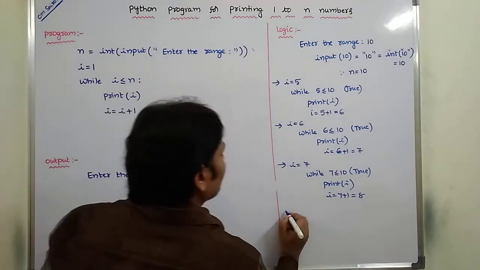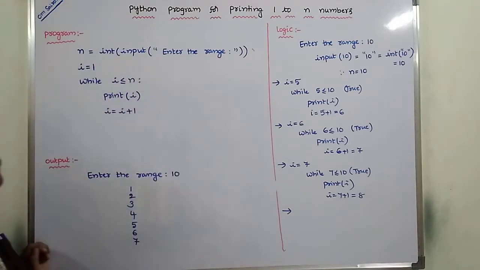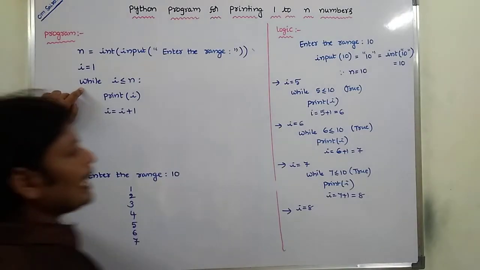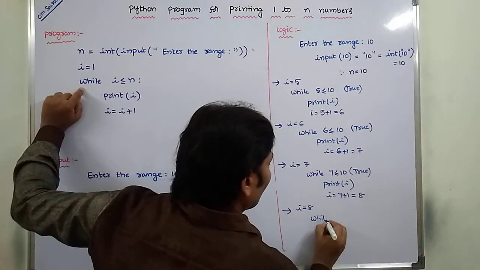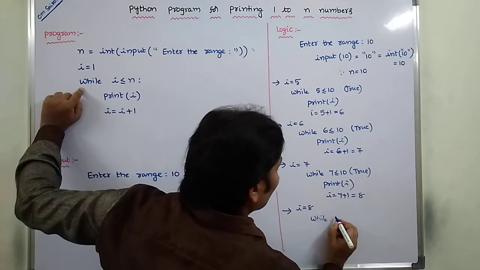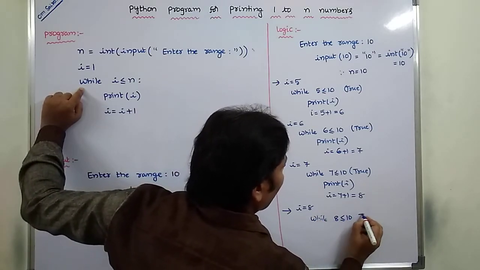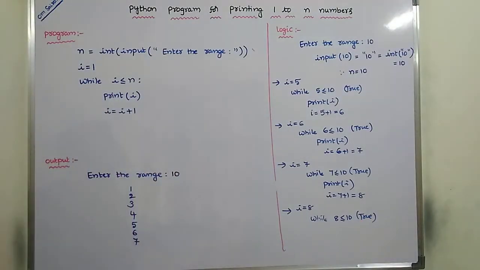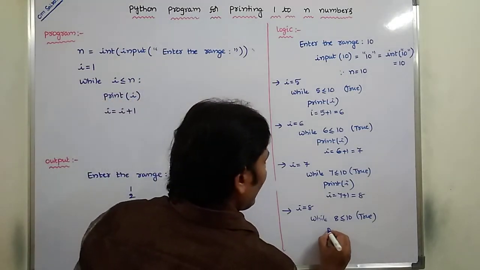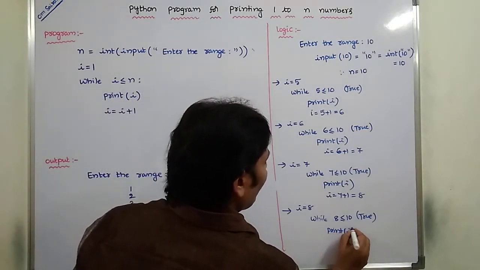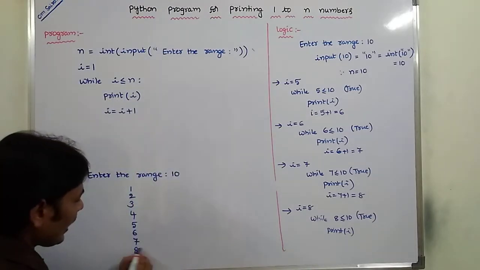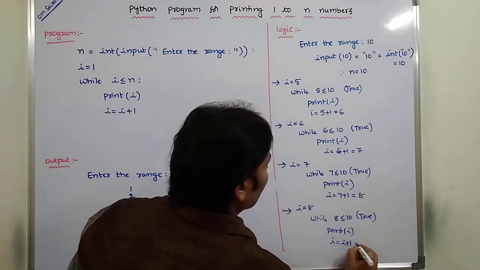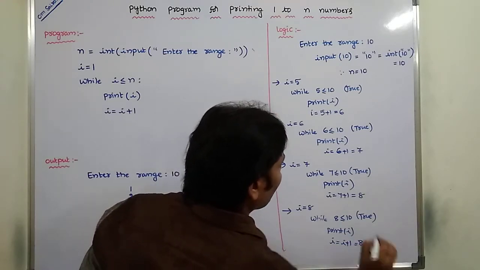Okay. Next, again control goes to the while loop. Here now I value becomes 8. Okay. Next, while I less than or equal to n, while I value is 8, 8 less than or equal to 10, that condition is true. If the condition is true, then control goes to the body of the loop. So print of I, I value is 8. 8 is printed. Next one is I is equal to I plus 1. That is 8 plus 1, that is 9.